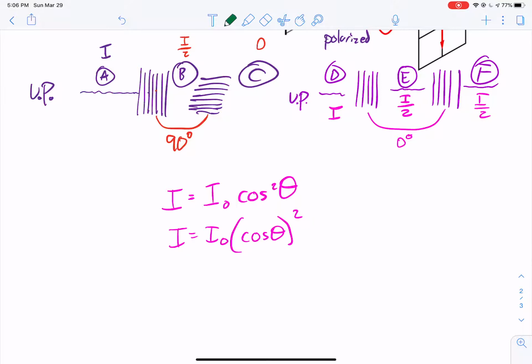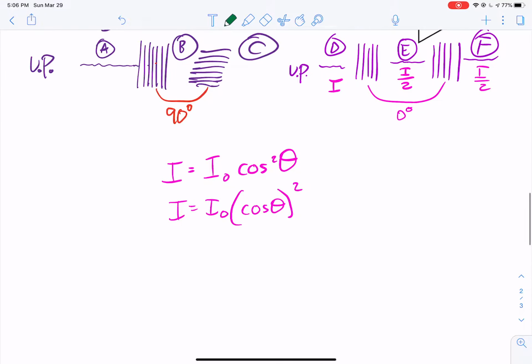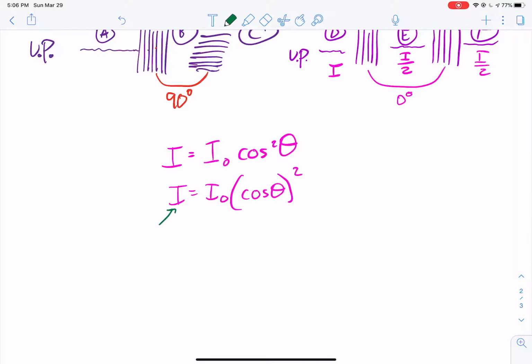And so let's try this out. Let's tell me what things are. So I is the intensity after the polarizer.